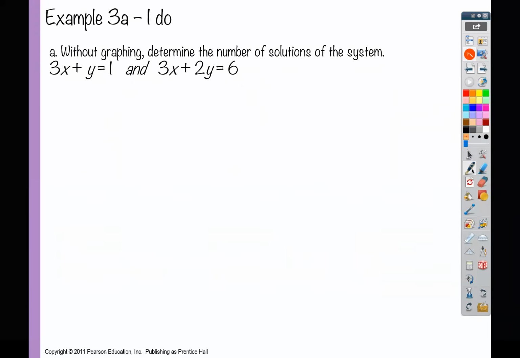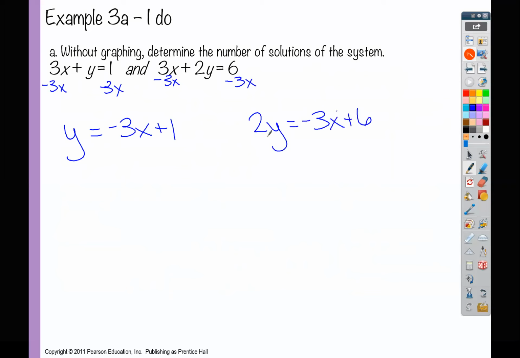So number 3, without graphing, determine the number of solutions of the system. All right, so we need to put these both in slope-intercept form. I am going to just subtract 3x from both sides, and I would get y equals negative 3x plus 1 for the first one. For the second one, if I subtract 3x from both sides, I would get 2y equals negative 3x plus 6. And then if I divide everything by 2, I would get y equals -3 over 2 x plus 3.